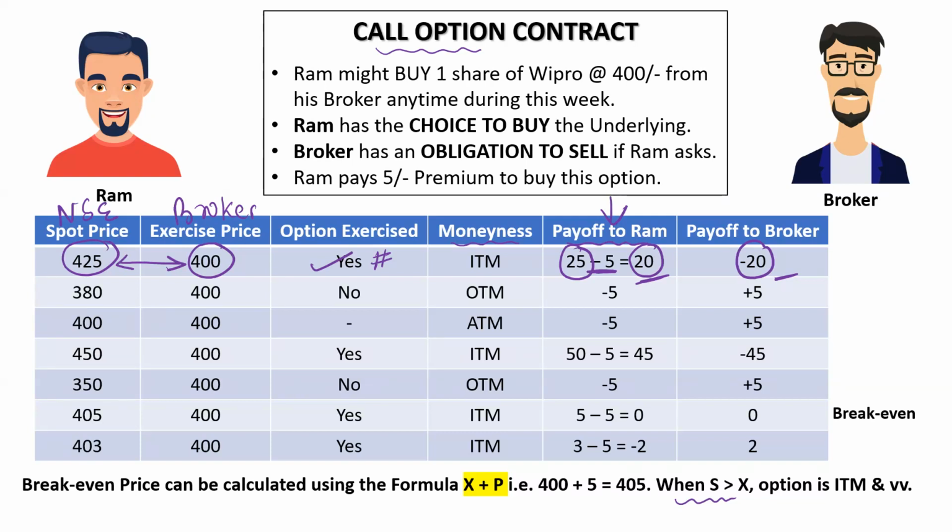If the share price of Wipro in the spot market in NSE is 380, Ram will not exercise the option. Over here, the option is an OTM. That means out of the money. So when the spot price is less than the exercise price, or when you are not exercising the option, we say that the option is OTM, or out of the money. Because Ram is not exercising the option, he will lose the premium that he has paid, and the broker gets to keep the premium. So that is why it is -5 net payoff to Ram and +5 net payoff to the broker.